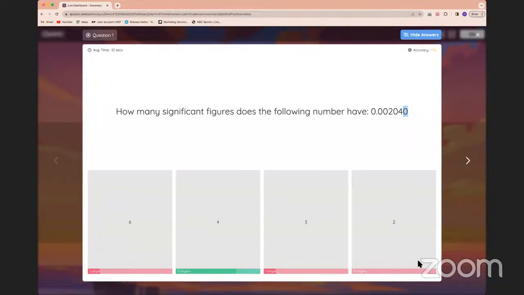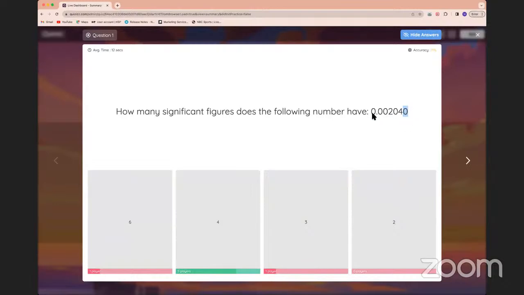Five class members got this right. So could you tell me what was your reasoning, or did you just guess? Of course, you can guess sometimes when you're not sure what to do, but I'd love to hear why. Because it's a trailing 0. Okay, and it's a trailing 0, and it's to the right of what? A decimal point. Okay, trailing means it's at the end of the number.